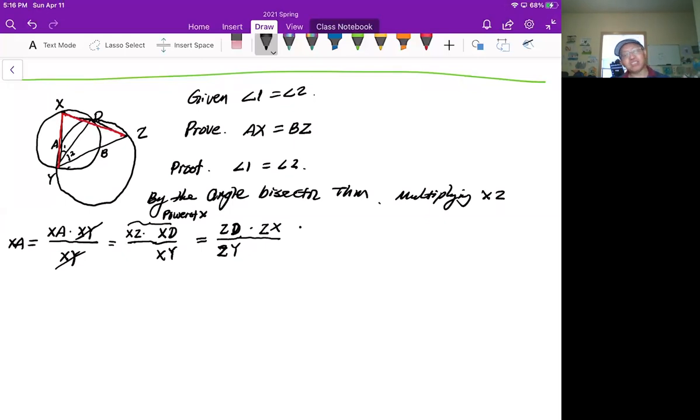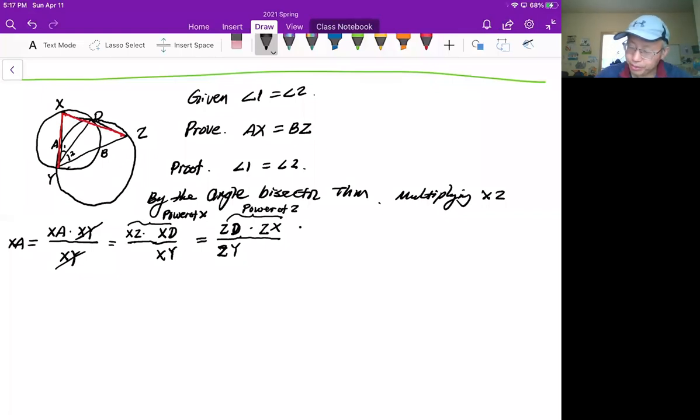And then basically the same argument can give you the right-hand side. So let me repeat. Okay, let's go to the other side, the right-hand side. dx and the zd times zx. This is the power of the point z with respect to the smaller circle. Can you see that?